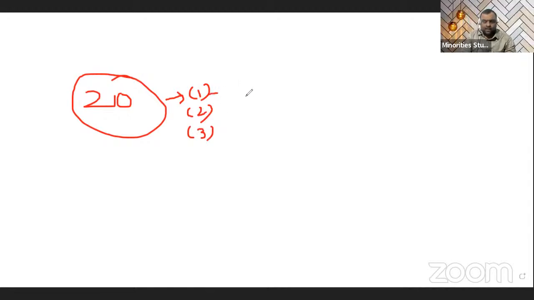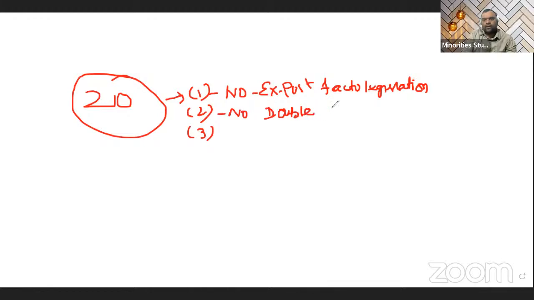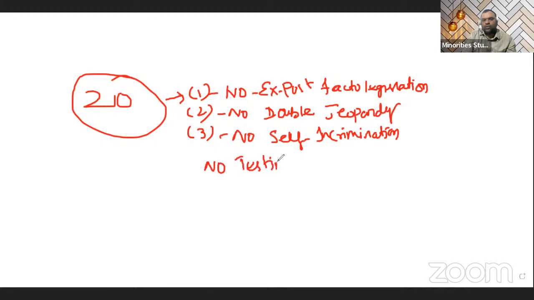So Article 20 clause 1 talks about, just I'm telling you the important terms: number 1, no ex post facto legislation. Number 2, no double jeopardy. Number 3, no self-incrimination or no testimonial compulsion. These terms are very, very important. Just try to understand these terms.